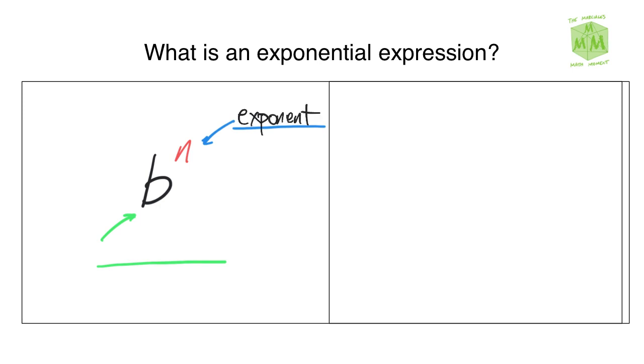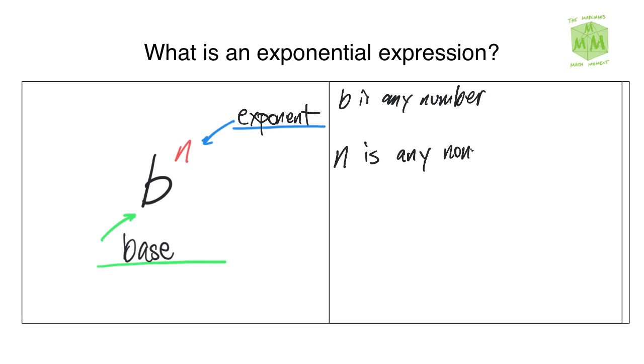And the b here is going to be our base, and b can represent any number. So b is any number, and for introductory purposes, it's going to be a whole number, right? And n for us is going to be, for now, non-negative integers or whole numbers. We'll get into some other numbers later on.